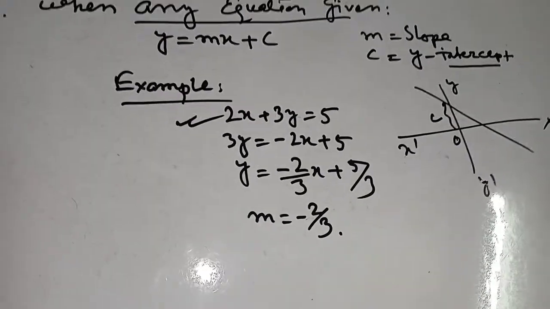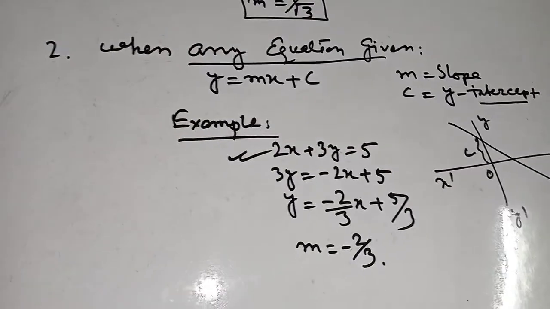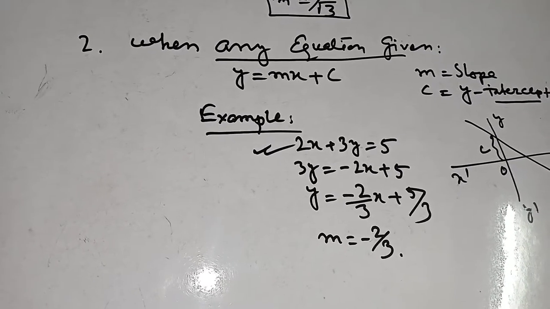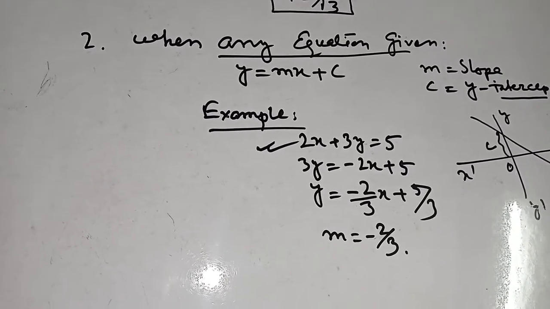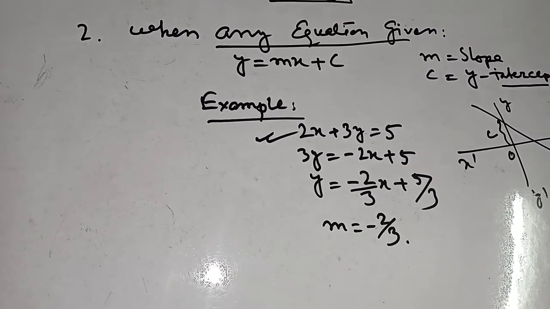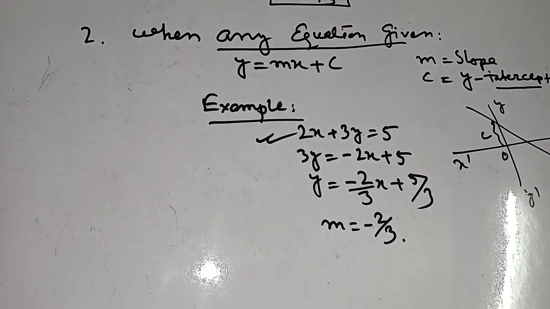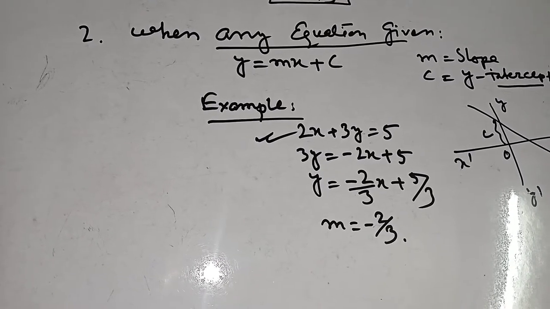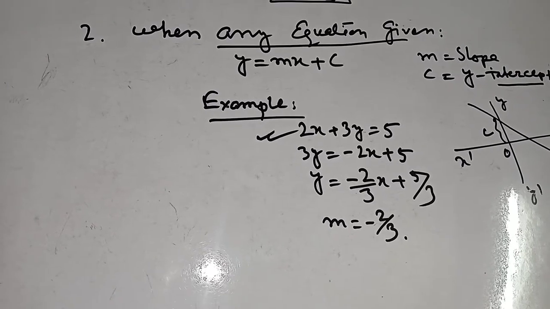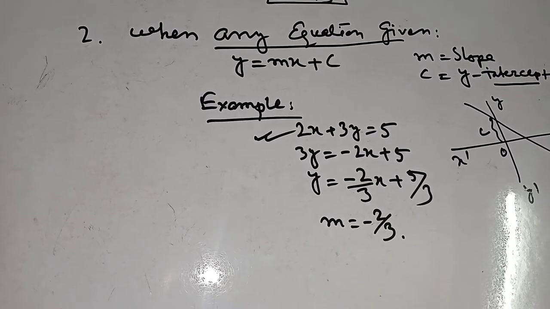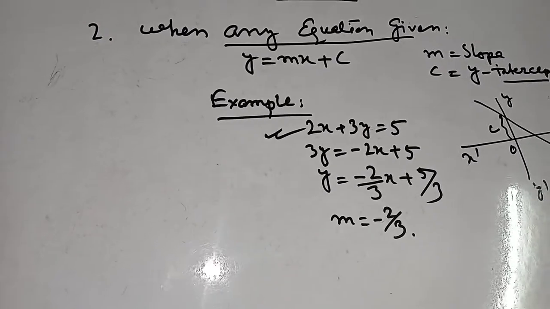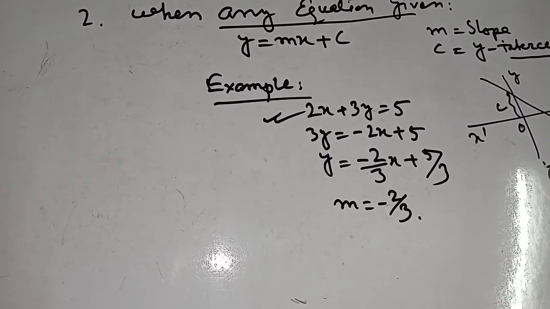C is the y-intercept. Suppose 2x plus 3y equal to 5. At first, 3y equal to minus 2x plus 5. Y equal to minus 2 by 3 x plus 5 by 3. Y equal to mx plus c, you compare this, you will get the value of m equal to minus 2 by 3. This is the slope from any equation.